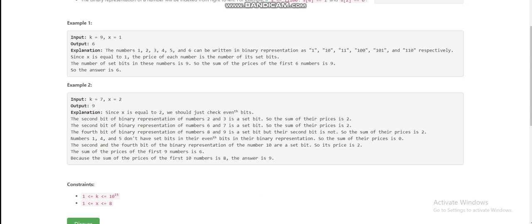Now I will try to solve the problem. This problem is kind of constructive, you can say.